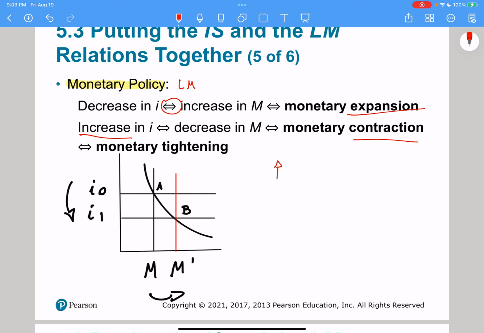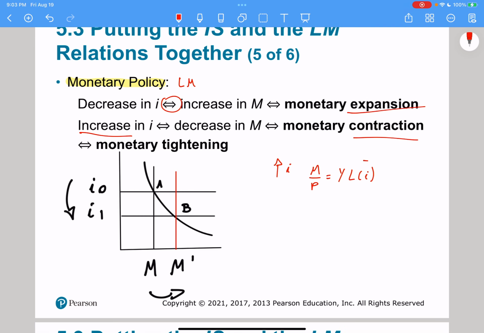When the interest rate goes up, you have the LM curve, which is M over P equals Y L(I), and this guy is negative. When you have the increase in I, you have the decrease in M over P. So an increase means a contraction. Okay? And how you can think about what happens with money, because this might be tricky. So remember that monetary market discussion. We have the money demand here, and we start with I naught.